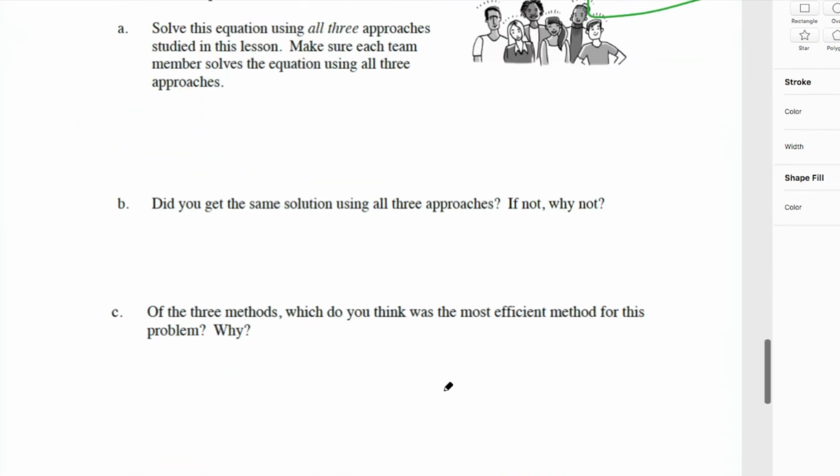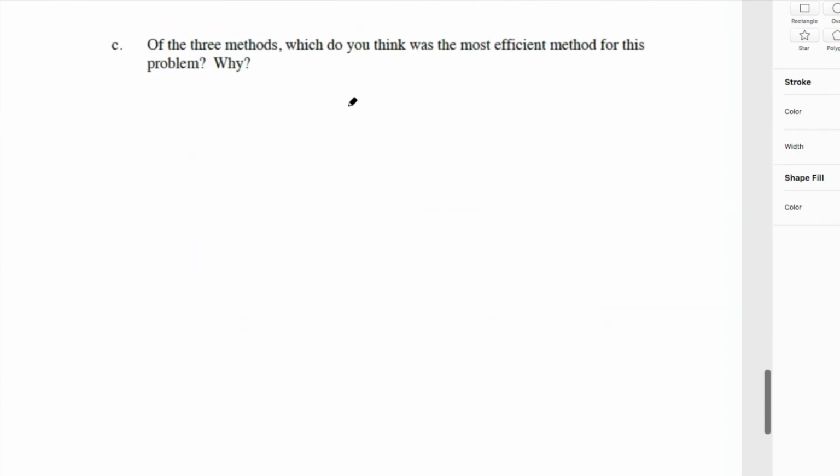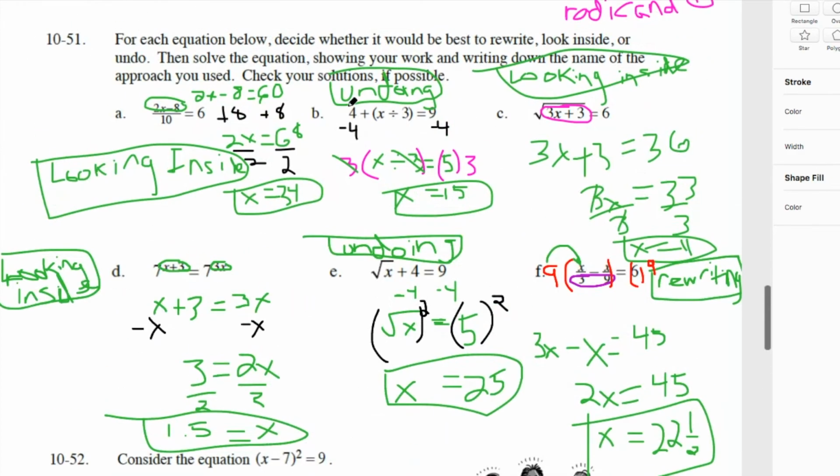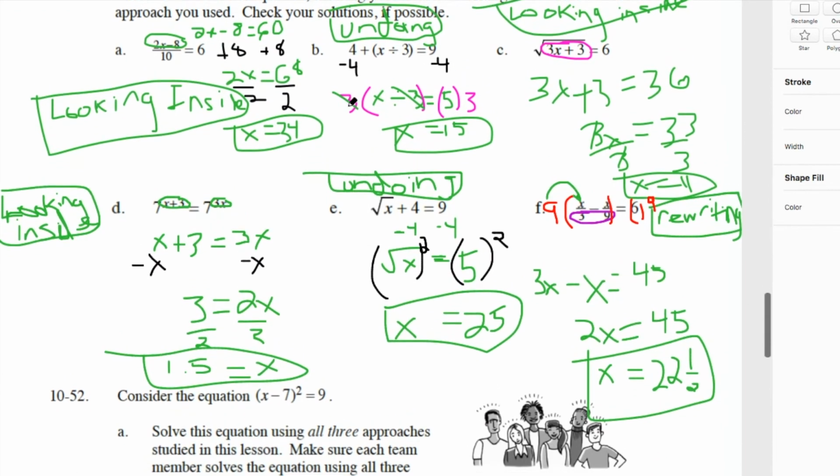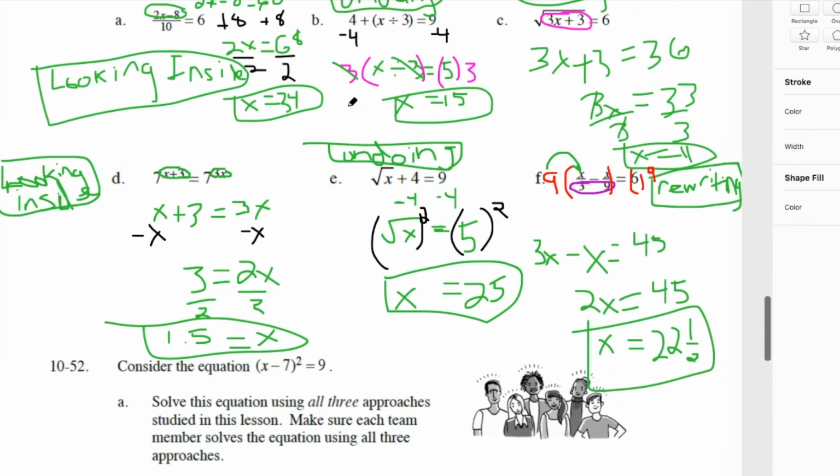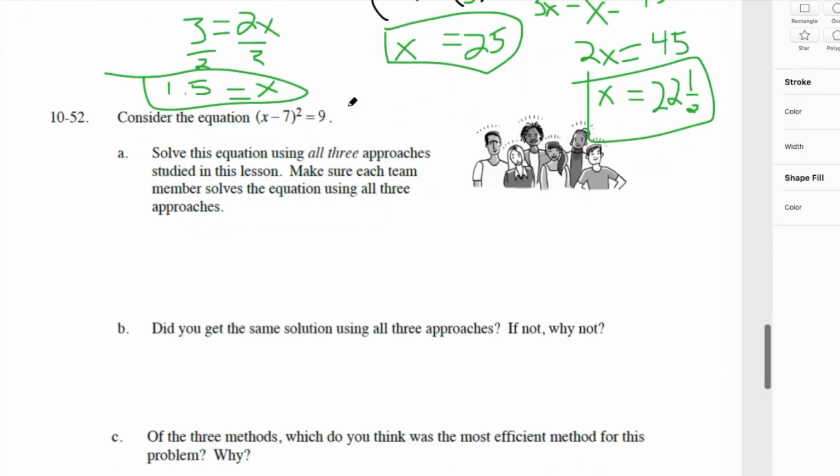Last thing, consider the equation here. All right, we got the last one, question 1052, and then we're done with this. So check your answers. This is what I got. Maybe pause the video, maybe fast forward. This is what I did. Email me if you have any questions. Ask away.